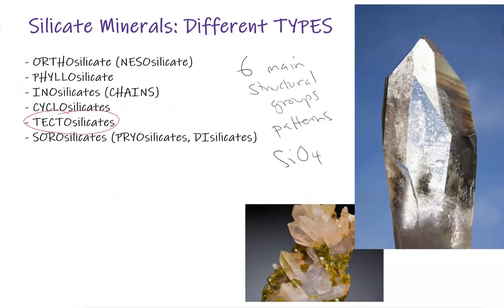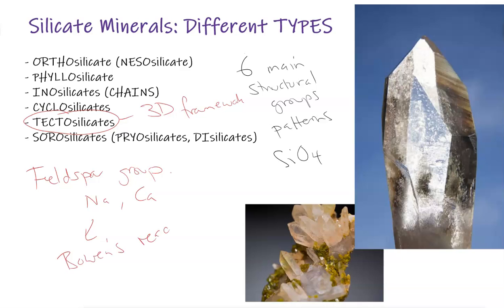Your tectosilicates, these are our three-dimensional framework. And basically, these are our feldspar group. So plagioclase, all different types. Again, you can add in the sodium, calcium. This links up to, again, big part of the Bowen's reaction series. We're going to have the continuous and discontinuous series of reactions based on the additions of elements and what temperature it's going to cool at. So the feldspar group is our tecto three-dimensional framework minerals.